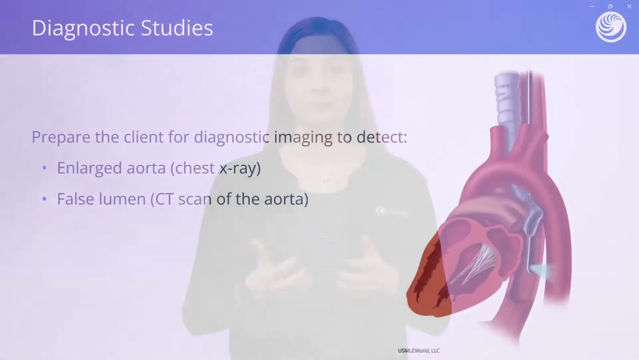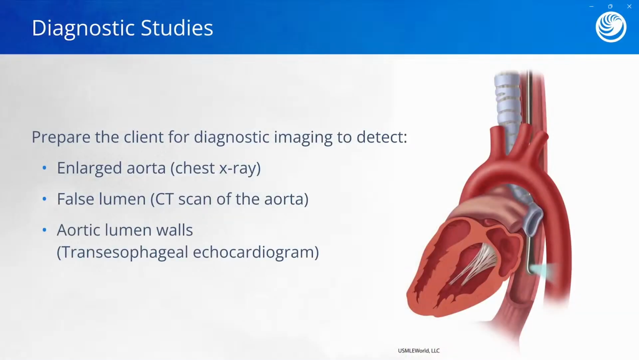Unfortunately, clients who are experiencing type A dissection may not have time for a CT scan and need to get to the OR quickly. For these clients, a transesophageal echocardiogram, or TEE, can be completed. In a TEE, an ultrasound probe is placed down the esophagus until it's at the level of the heart. Once the probe is at the level of the heart, structures and the aorta can be visualized. This can also help us see where the false lumen is, as well as look at the lumen walls of the aorta in general.